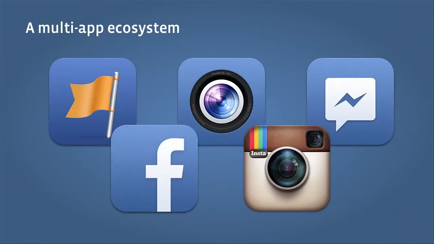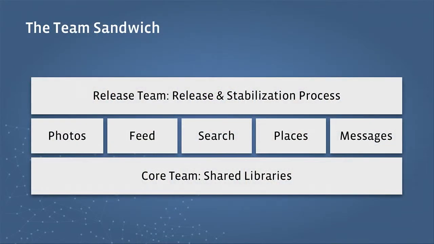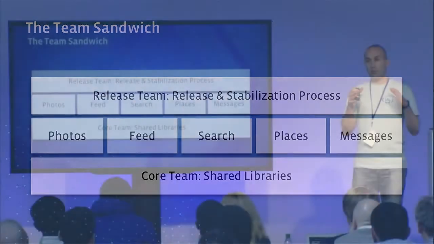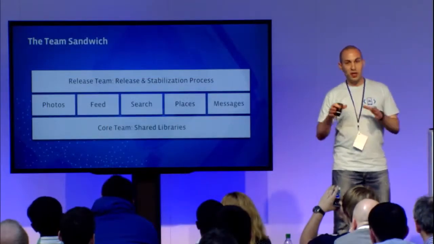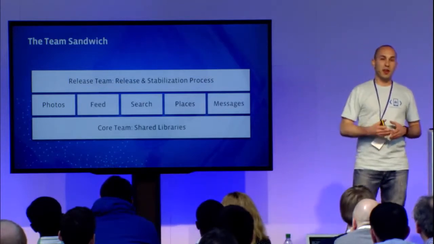So we restructured things into what I like to call the team sandwich. And the team sandwich has a few different layers. Down at the bottom, we have the core team, and they build the infrastructure that's used by the rest of the products. On top of that are the product teams. Now, the product teams are separate, but they build their product features based on the infrastructure from the core team. And there's another layer on top of that, and that's the release team.